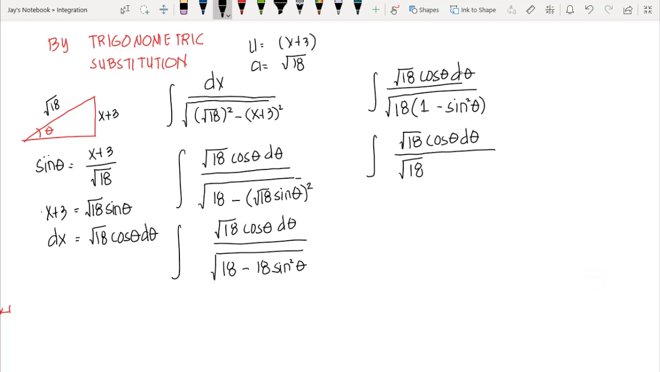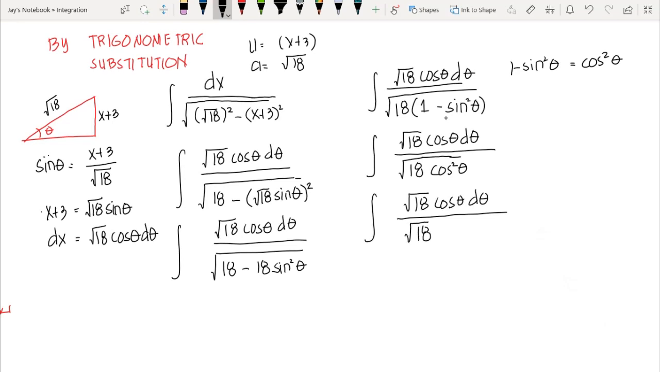Now we know that 1 minus sine squared theta is equal to cosine squared theta, so let's change that. We have the integration of the square root of 18 cosine theta d theta over the square root of 18, separating the square root sign, times the square root of cosine squared theta, which is basically cosine of theta, since it is raised to 2. Now we can cancel all terms, cancel this one and this one. The remaining is d theta, and the integration of d theta is theta plus c.